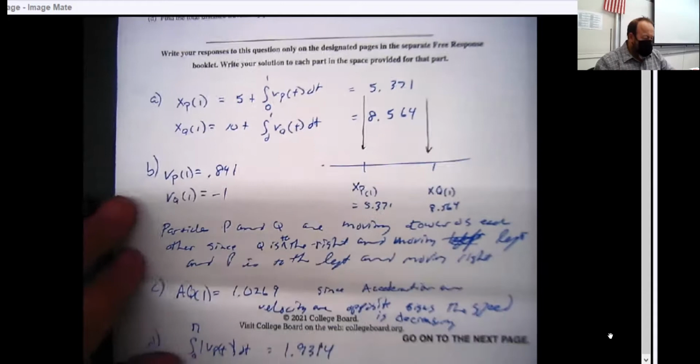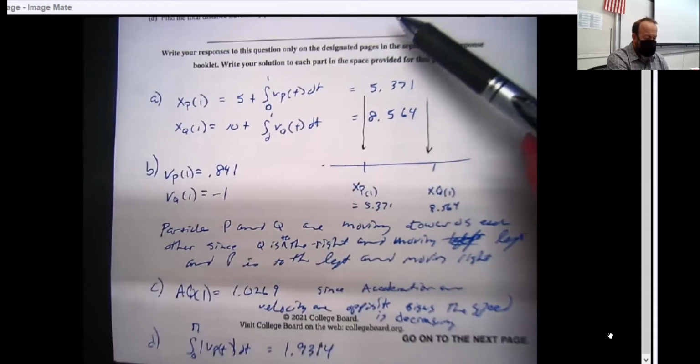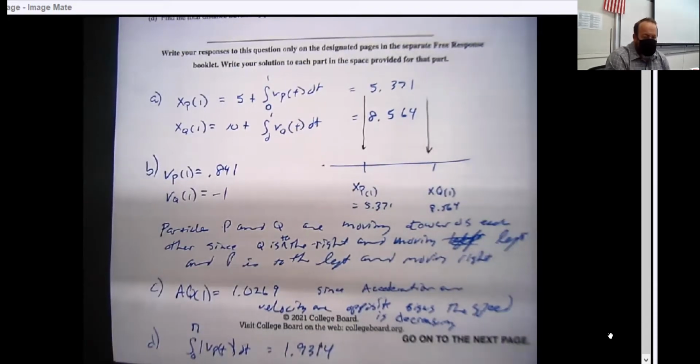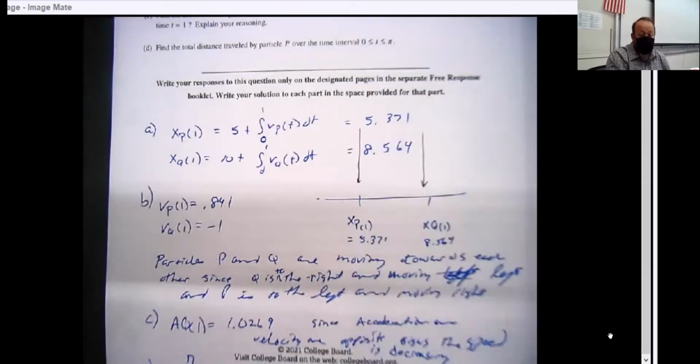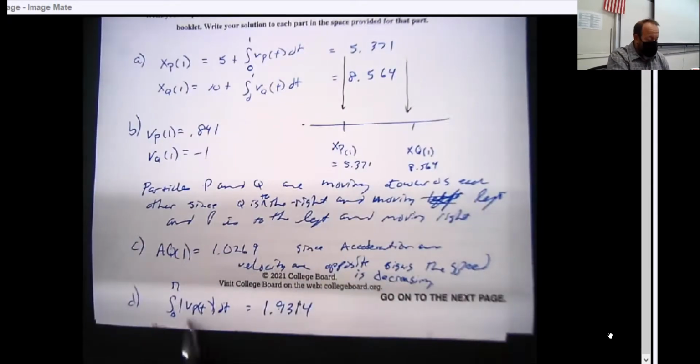And then last but not least, the total distance traveled by particle P. Again, keep in mind that we're talking about the calculator active section. So I just went from 0 to pi. That's the interval they asked about. And I let my machine do all that heavy lifting. I just threw an absolute value around that when I did my numerical integral. So I just did an FNINT of this function, and I surrounded it with an absolute value.